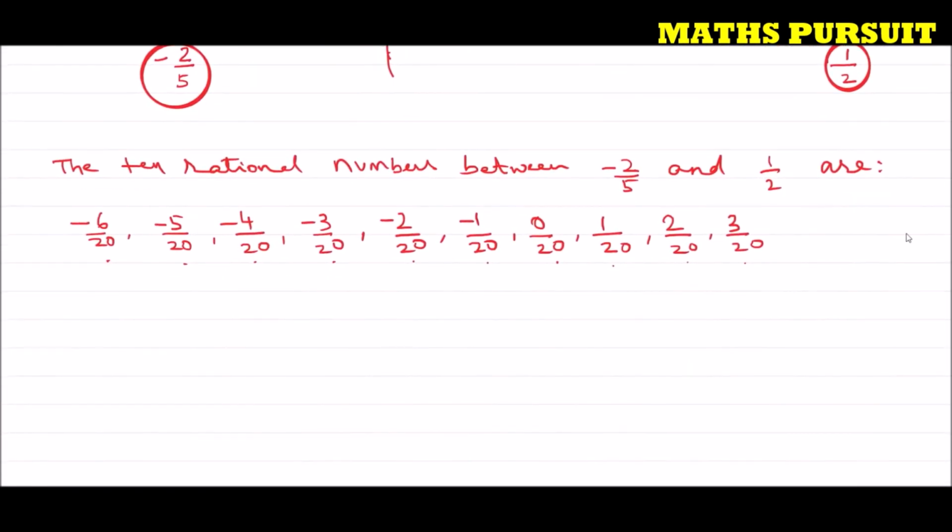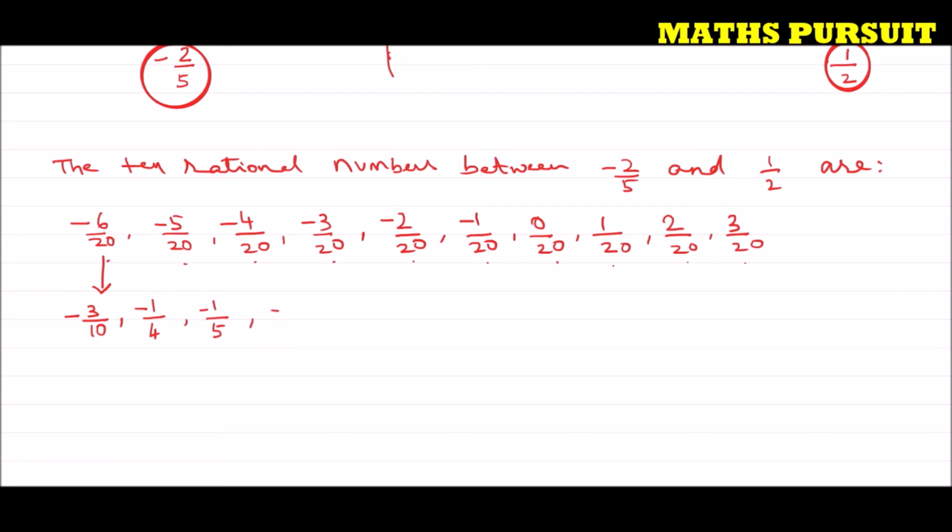But it would be more precise if we write those rational numbers like this. Minus 6 upon 20 can be written as minus 3 upon 10, since 2 3s are 6, 2 10s are 20. Minus 5 by 20 I can write as minus 1 upon 4, since 5 1s are 5, 5 4s are 20. And then minus 4 upon 20, I can write as minus 1 upon 5, since 4 1s are 4, 4 5s are 20.